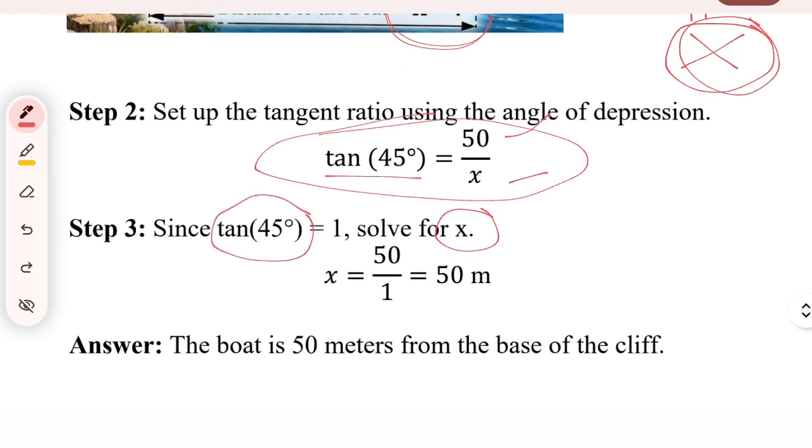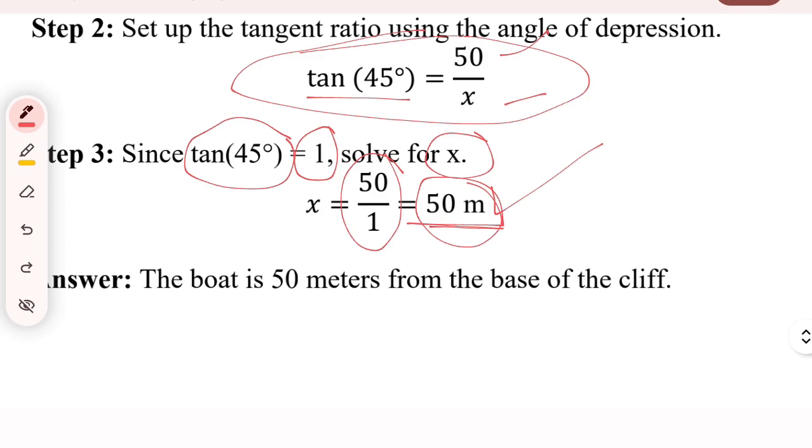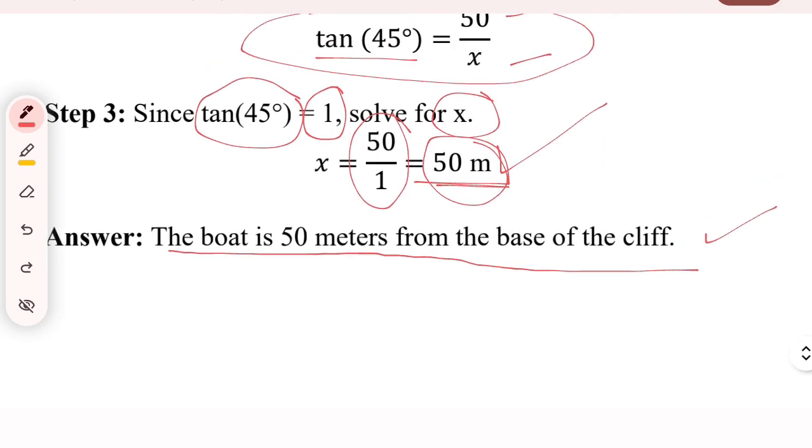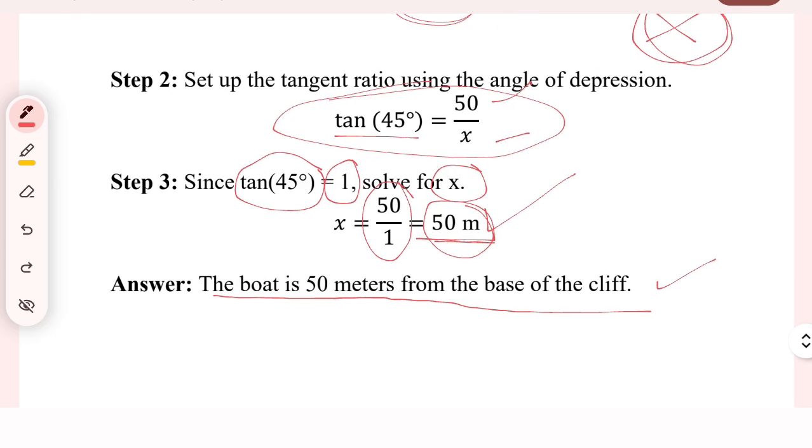However, if you use your calculator, the tangent of 45 is actually just equal to 1. So it would simply be 50 divided by 1, or x is equal to 50. So x is 50. Therefore, the final answer is the boat is 50 meters from the base of the cliff. Right? It's an easy problem that involves the angle of depression.